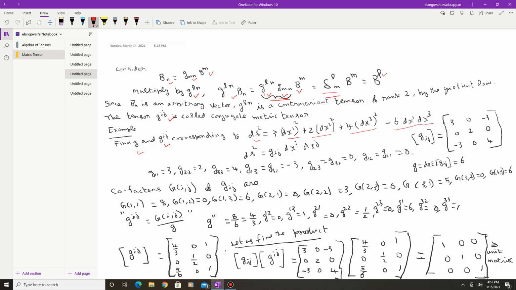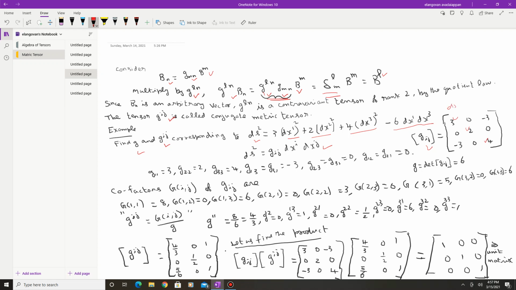Now let us express, in general, ds square is equal to Gij dxi dxj. So this is the general expression for the line element. Here i runs from 1 to 3 and j runs from 1 to 3. So in terms of the matrix Gij, the coefficient of dx1 square is 3, the coefficient of dx2 square is 2, and the coefficient of dx3 square is 4.